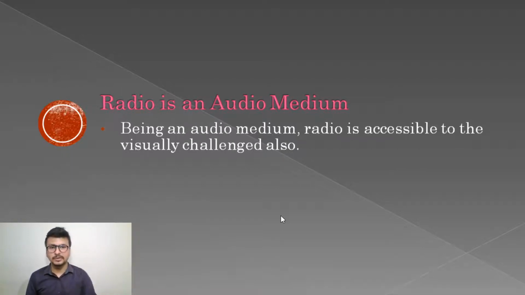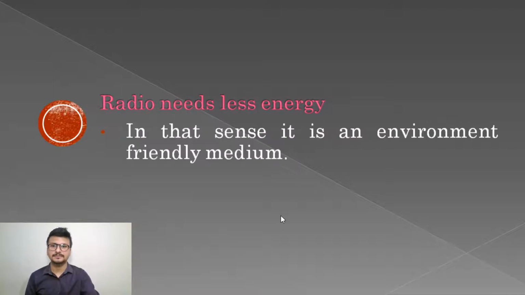Radio is an audio medium. Being an audio medium, radio is accessible to the visually challenged also. Visually challenged people are able to read through the braille system that you all must know about. But radio is the only medium that people who cannot see, who are blind, can listen to and access the content, because they are not able to read the newspaper, they cannot see the advertisement, they cannot watch the movie. So it's the best medium for them to access the content.